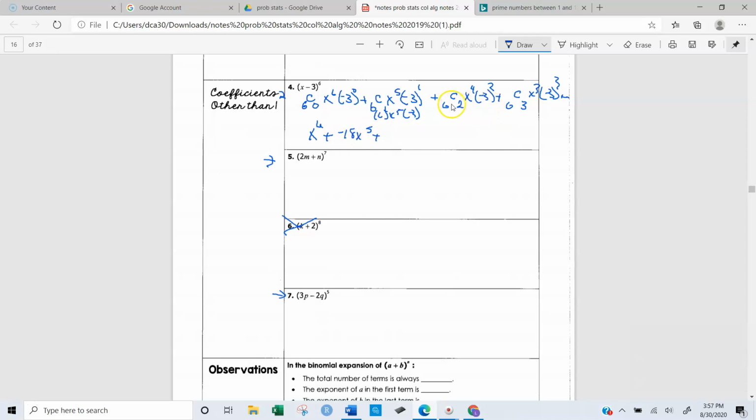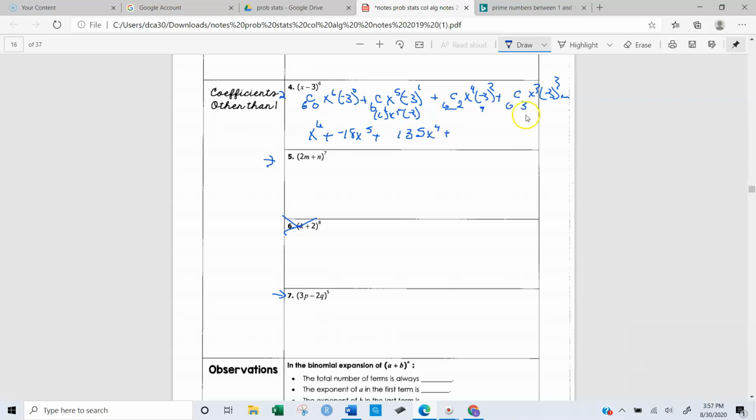Plus, now let's be careful here. 6 choose 2. So we do 6 choose 2 times negative 3 squared. So 6 choose 2 times negative 3 squared is 9. So you're taking 6 choose 2 in your calculator times 9. And when you do that, you get 135 positive x to the 4th.